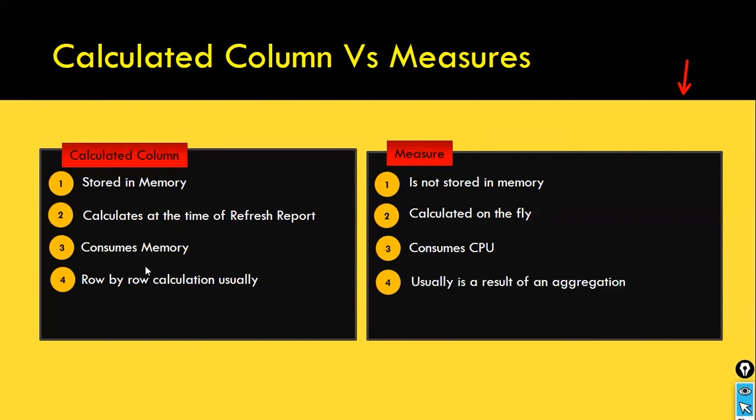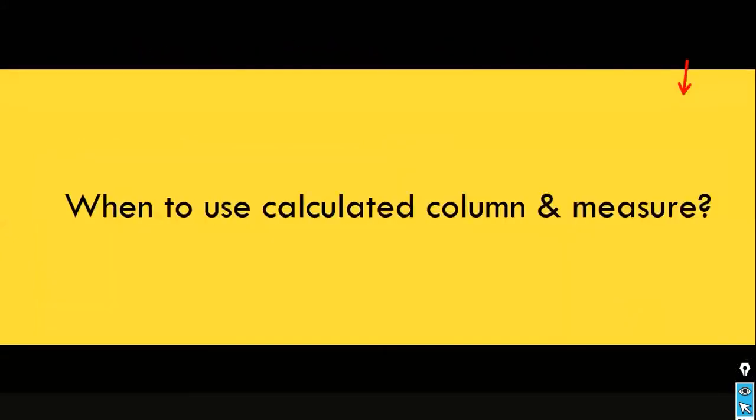Here it is not necessarily aggregation. You remember list price into quantity gave me the sales amount, but there we are multiplying the columns. We are not doing the aggregation. Aggregation is sum of sales, sum of units sold or quantity, average sales. These are aggregation functions. For measures, most of the time we use some kind of sum function. So these are the differences between the calculated column and measure.